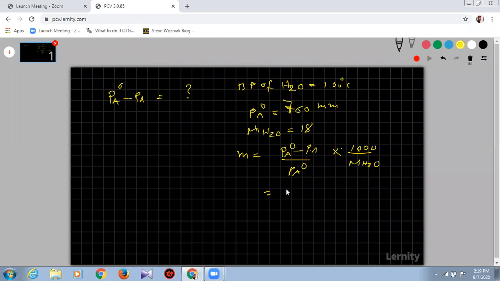So he is asking for the lowering of vapor pressure, that is PA naught minus PA. PA naught I know, PA I don't know. So (760 minus PA) by 760, this is 1 molar, that is 1 mole of solute, into 1000 by 18. Now if you get this, shall I write over here? I will do it in the next step.